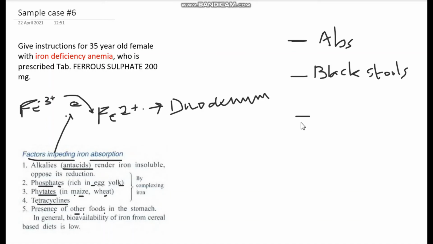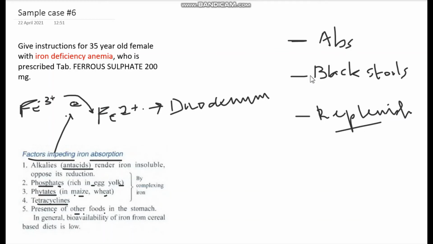That is actually to replenish the stores, and that is why even after the anemia is corrected, you don't have to stop the drug. We will also have to replenish the stores of iron in the body, and that is why even after the correction of anemia, we might continue the treatment for a few more months.